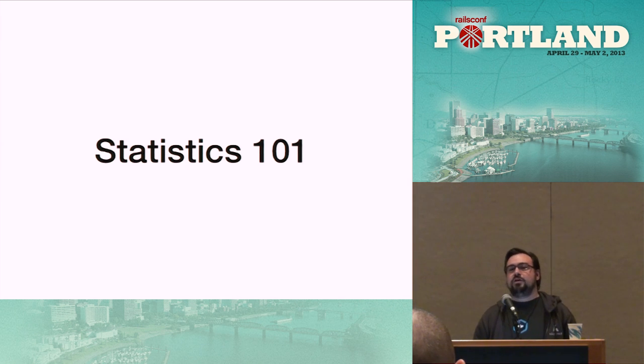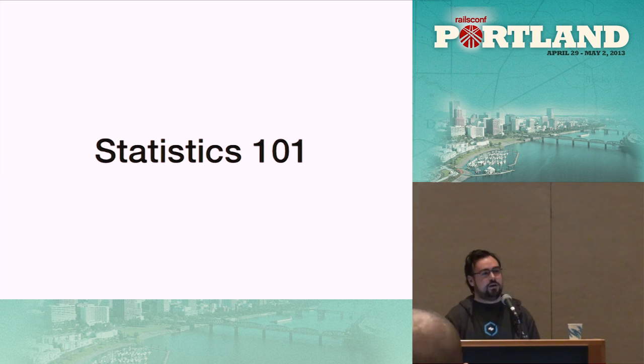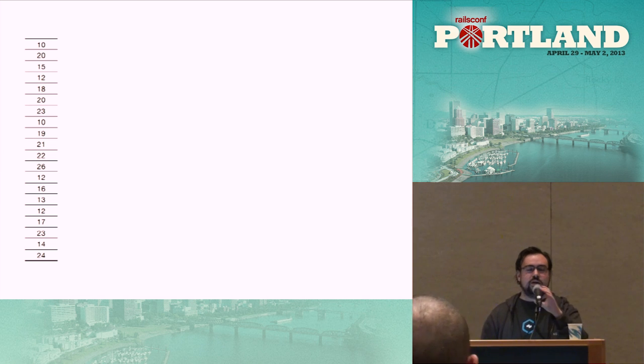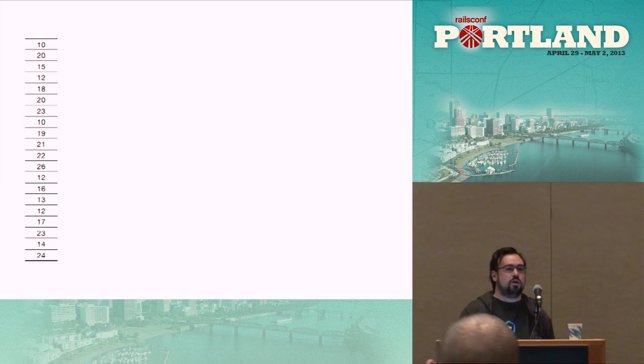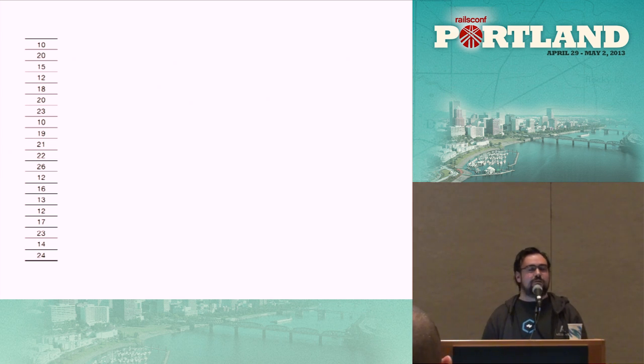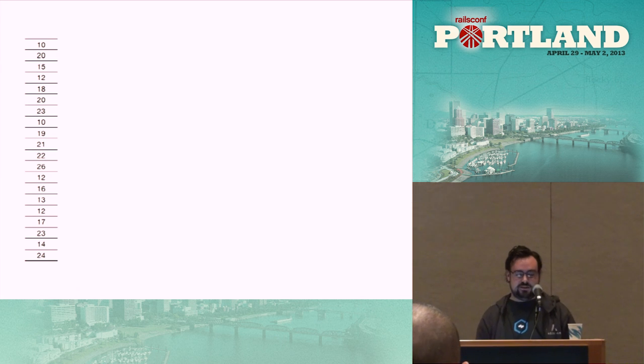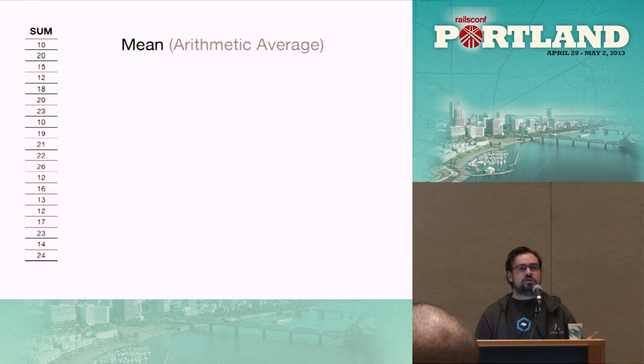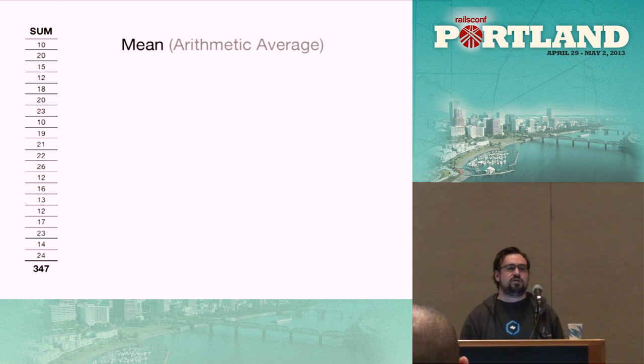So I want to start, just to make sure we're all on the same page, and go back to statistics 101 or high school statistics. I'll start with simple. We have a small list of numbers, and if we want to find the average, I just want to make sure everyone knows what an average is. If you want to get an arithmetic average, the first thing we're going to do is add up all the numbers in the list. We're going to get a sum, and then we're going to divide by the count.